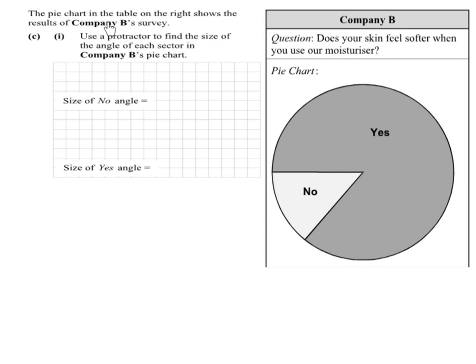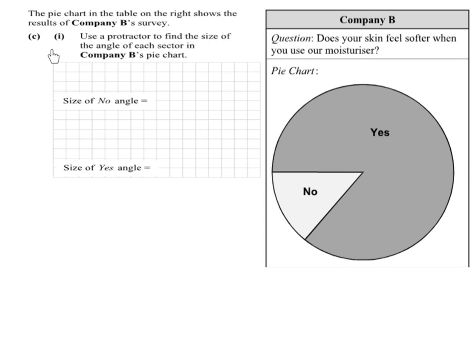The pie chart and the table on the right show the results of Company B's survey. So this is Company B. The question was, does your skin feel softer when you use our moisturiser? They have a pie chart to represent the responses, and the responses were yes and no.